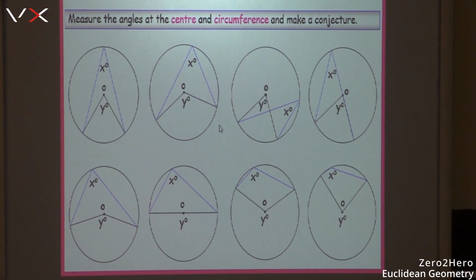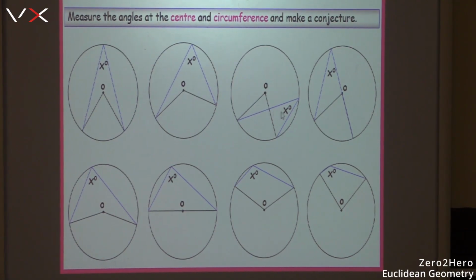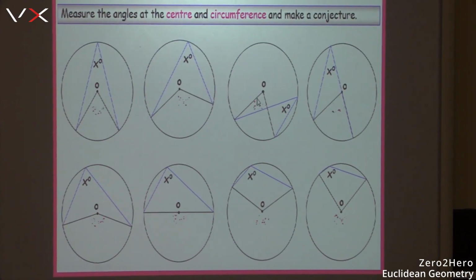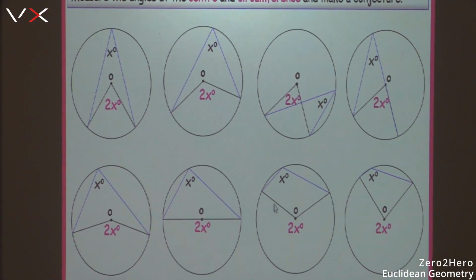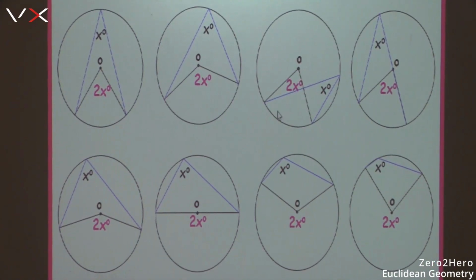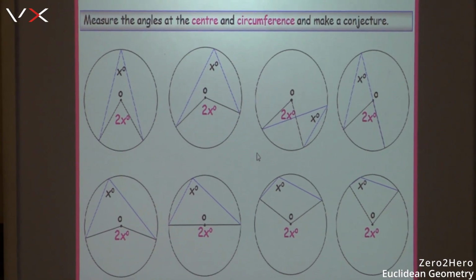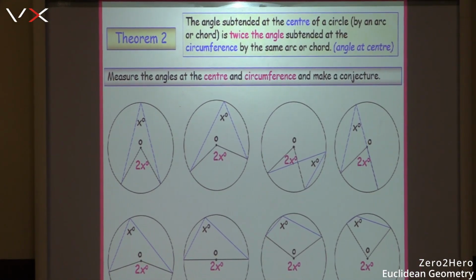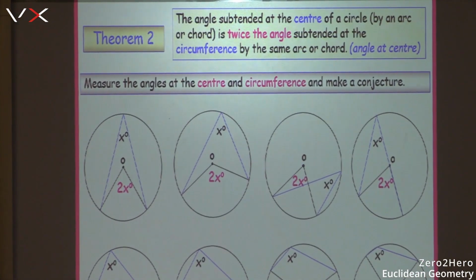So what is this saying to us? If the angle at the circumference is x, what will this one be? It will be 2x. So the one at the center is 2 times bigger than this one. That's important. I must be able to see the center theorem no matter how it comes out. The angle subtended at the center of a circle by an arc or a chord is twice the angle subtended at the circumference by the same arc or chord. We say angle at the center, or center theorem when you abbreviate it.